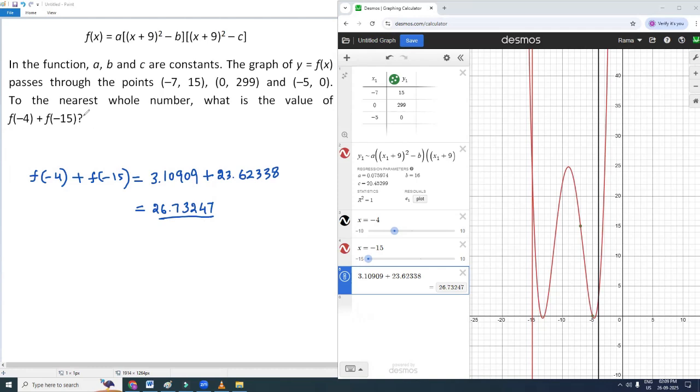Here I got the value of this expression, that is 26.73247. According to the instruction, we have to get the nearest whole number. So let's consider the first digit to the right of the decimal point, that is 7. Since it is greater than 5, we add 1 to the digit in the ones place, that is, add 1 to this digit 6, and ignore all the digits to the right of the decimal point. Then we get 27. To the nearest whole number, 27 is the value of this expression.